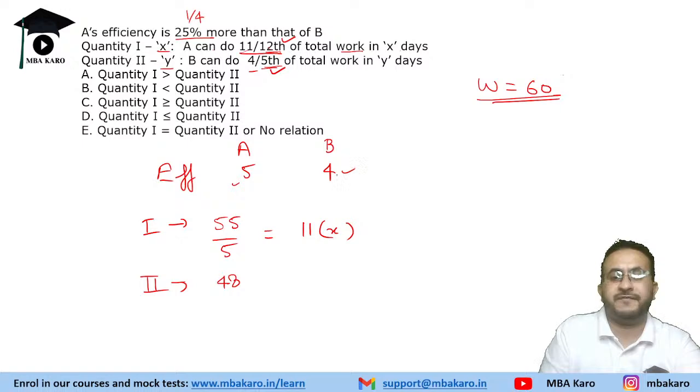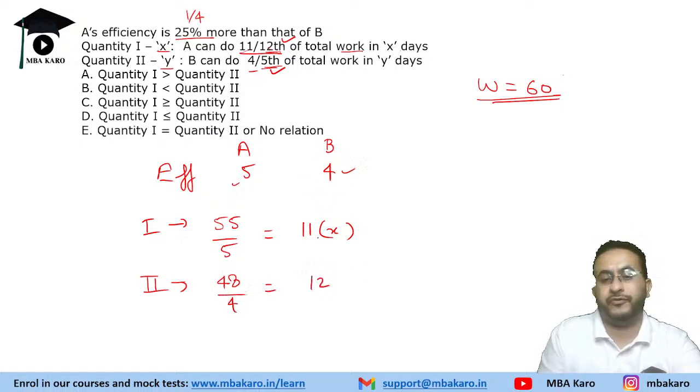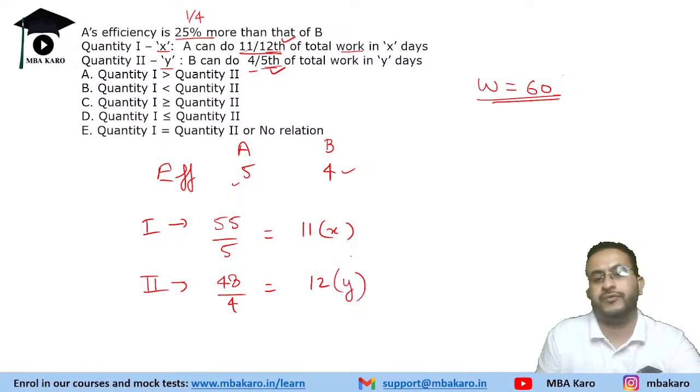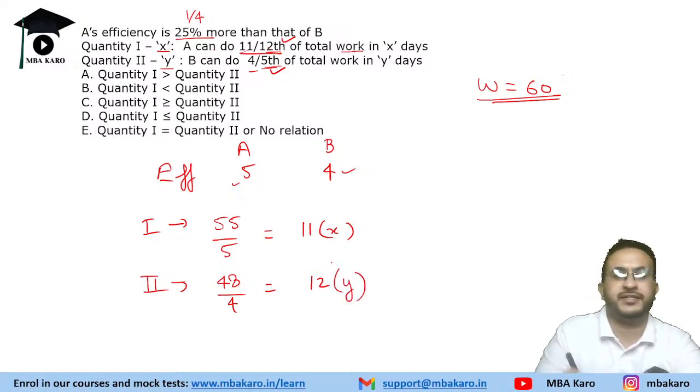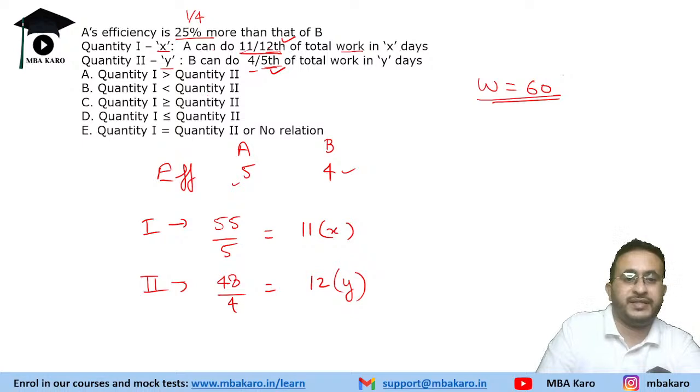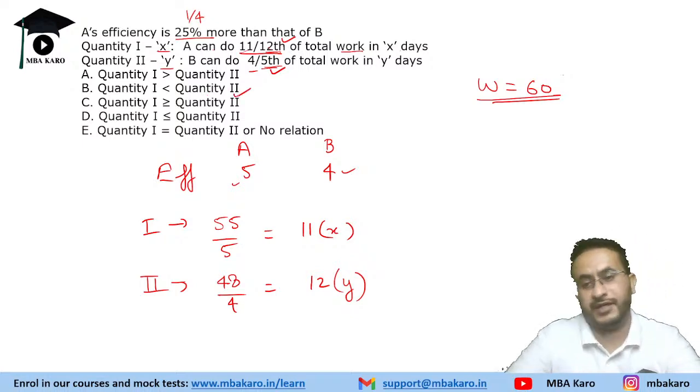And B's what is his efficiency? 4. So B will take 12 days to complete 4/5 of the work. So that is equal to Y. So X is 11 and Y is 12. So X is less than Y. So this is how you do it.